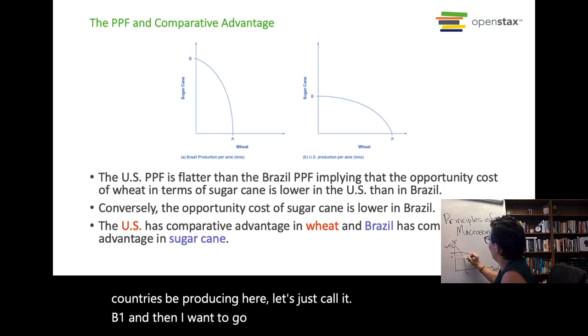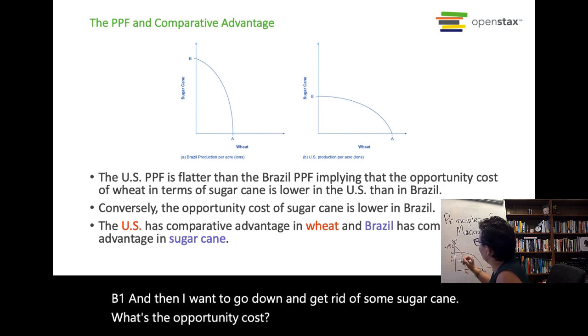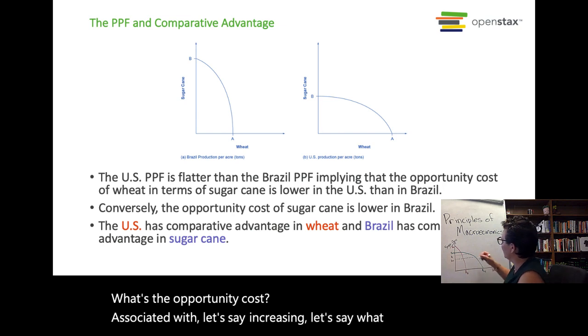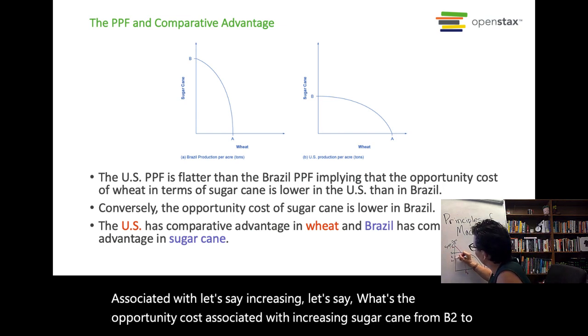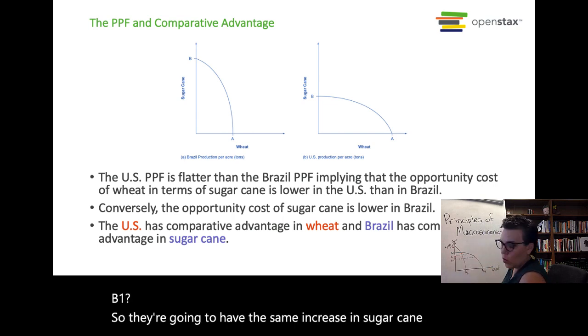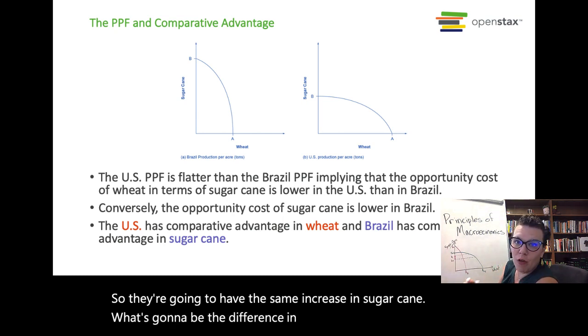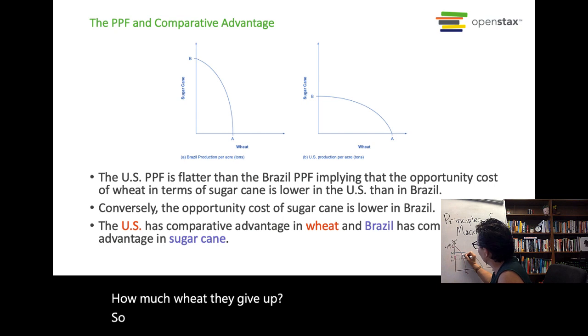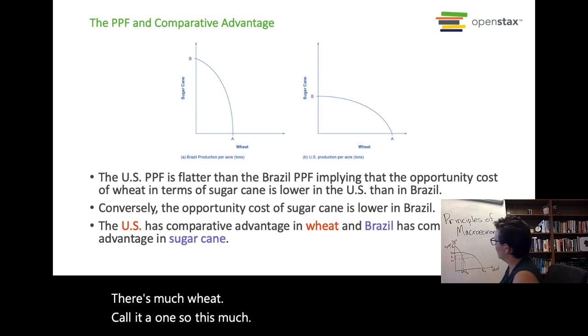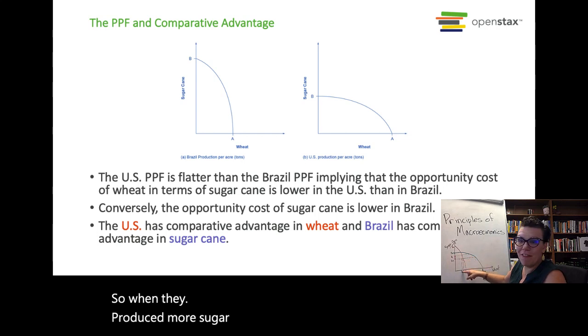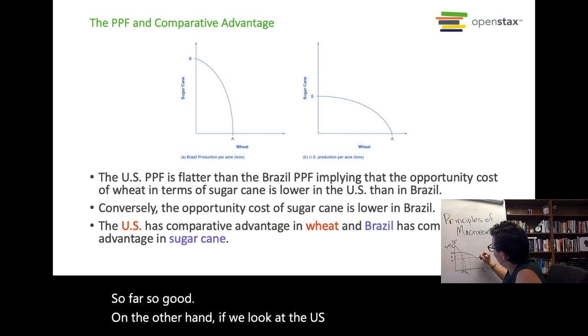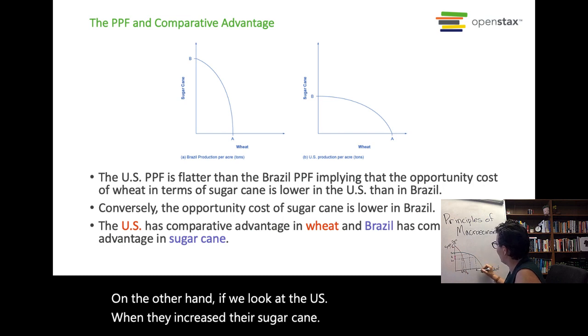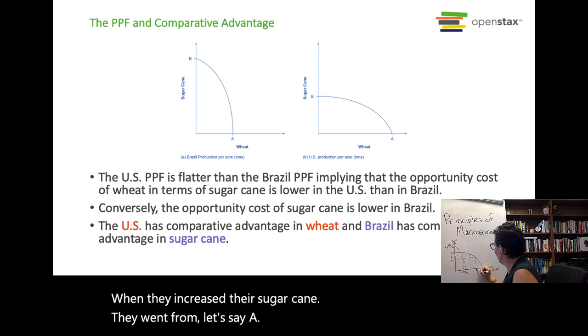And then I want to go down and get rid of some sugarcane. What's the opportunity cost associated with, let's say, increasing sugarcane from B2 to B1? So they're going to have the same increase in sugarcane. What's going to be the difference in how much wheat they give up? So for Brazil, they're going to go from producing this much wheat, let's call it A1, to this much wheat, A2. So when they produced more sugarcane, they gave up a very small amount of wheat. So far, so good. On the other hand, if we look at the US, when they increased their sugarcane, they went from, let's say, A3 to A4.